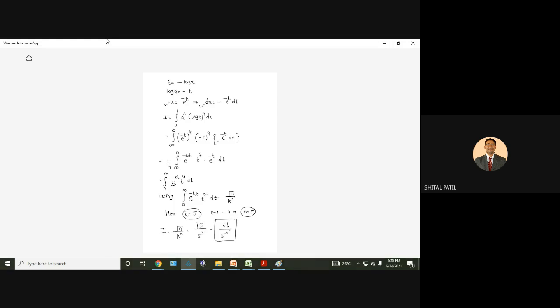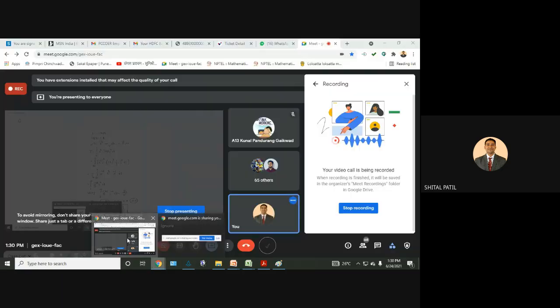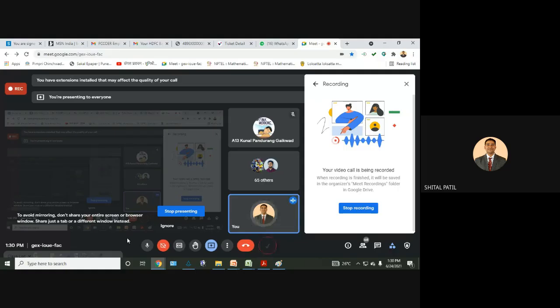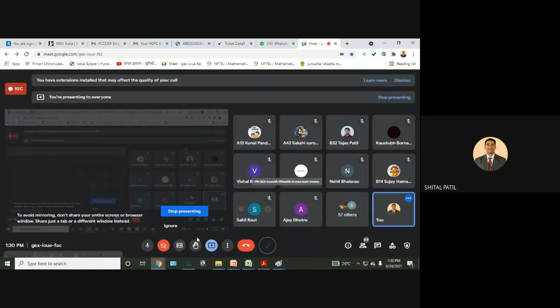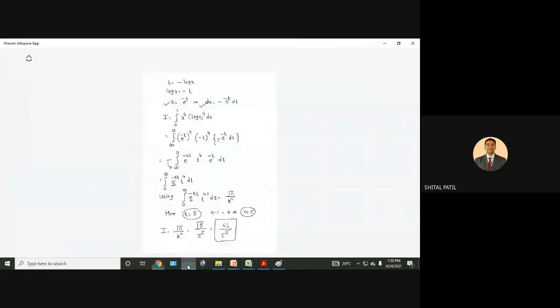Hope everyone is getting this way of solving the example. Understood? Can I change the page? Hope everyone is here. Only 68. What about others? Okay, let me change the page. Am I audible? Yes, sir. Let me change the page.